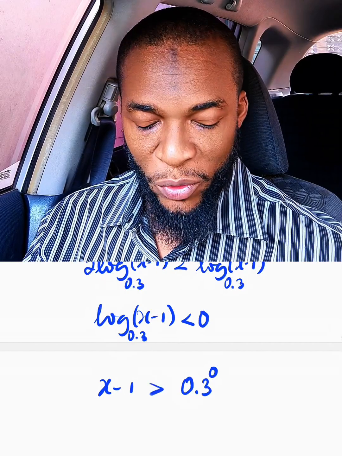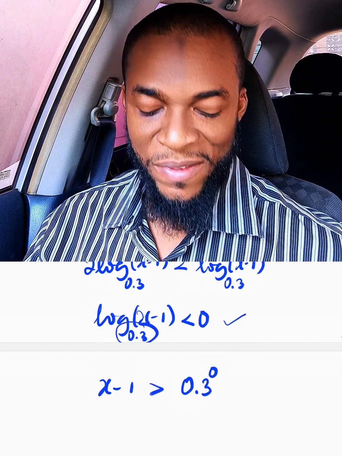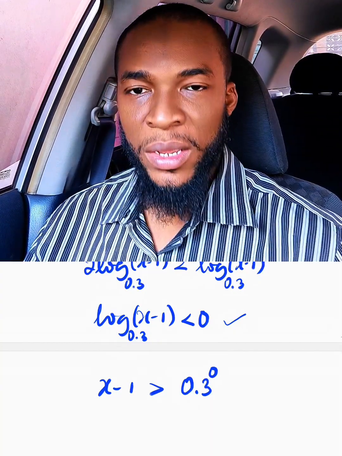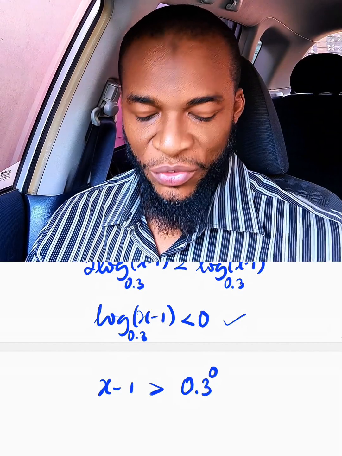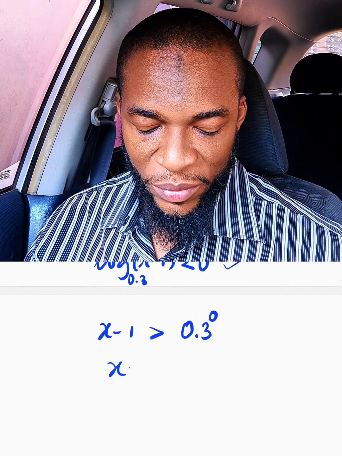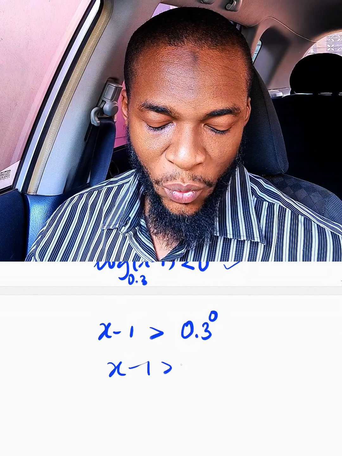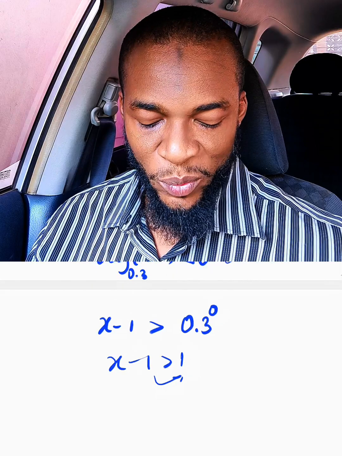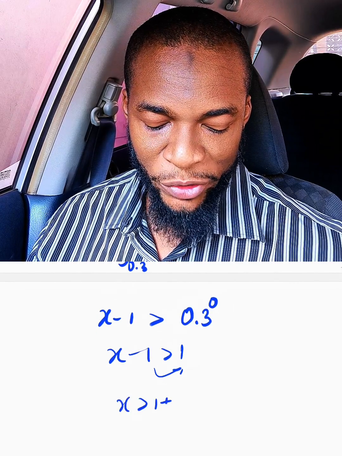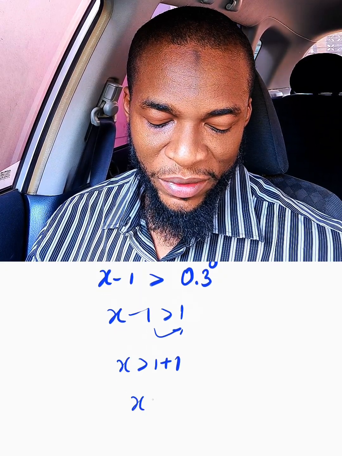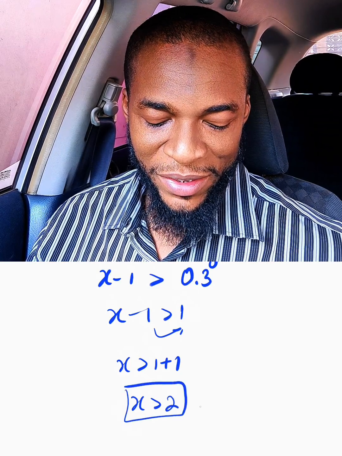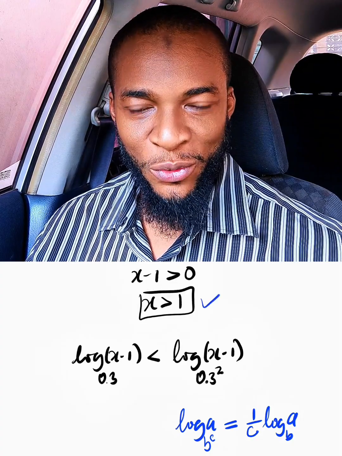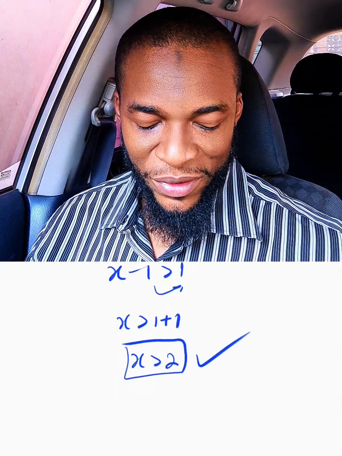Why? Whenever you come to this stage and you realize the base is a fraction between 0 and 1, the direction of the inequality will surely change. So this is x minus 1 greater than 1, because this is 1. And if you take this 1 to the other side, it becomes positive. So you have x greater than 1 plus 1, which finally is x greater than 2. Yeah, this is the solution. Remember the condition, x has to be what? Greater than 1. And 2 is indeed greater than 1. So this is the solution.